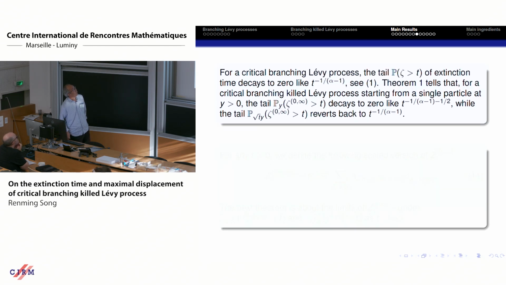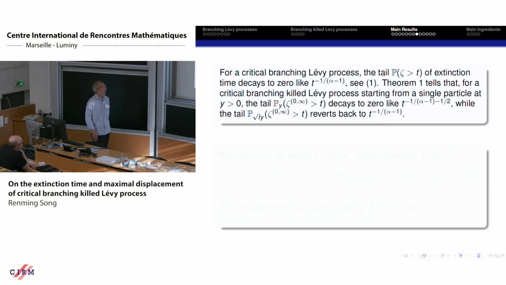Okay, and if you take a look at that, for the case of a critical branching Levy process without killing, the tail was 1 over that. We have seen that before. But for a branching killed Levy process, if you start with a fixed position, then it behaves like this, with a different decay. While if you start with the position square root of t times y, and let t go to infinity, then the tail behavior reverts back to the original one.